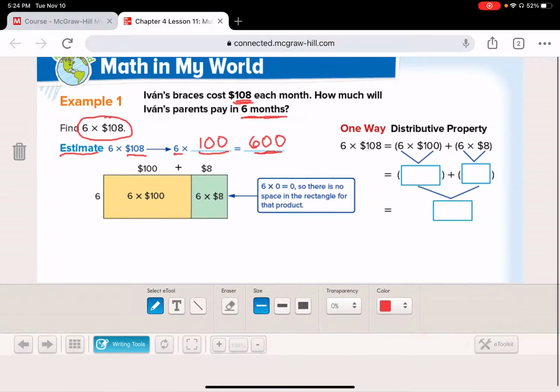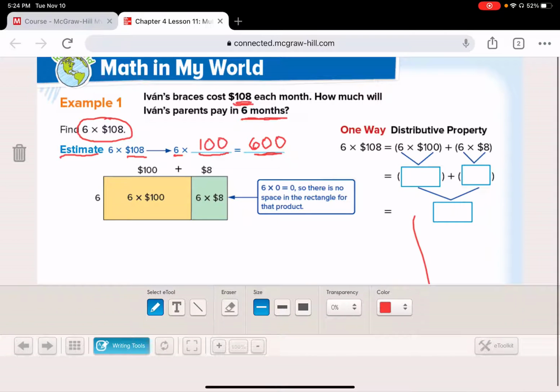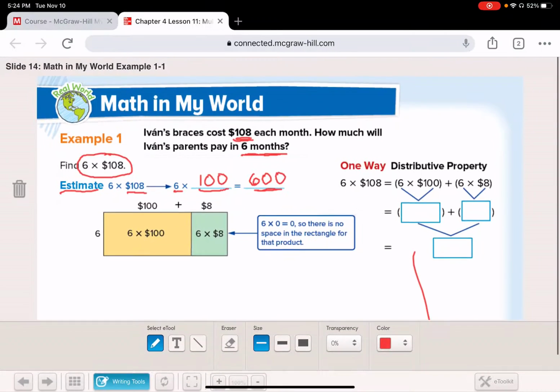So what they have done right here for us is they have made an area model where they decomposed 108 into $100 plus $8. Because in the hundreds place there's a 1, so that's 100. In the tens place there's just a 0, so there's really nothing we can draw for 0 because 0 is nothing. And then in the ones place is 8, so that's just an 8 like this. And then on this side we have a 6 because we're multiplying 108 by 6.